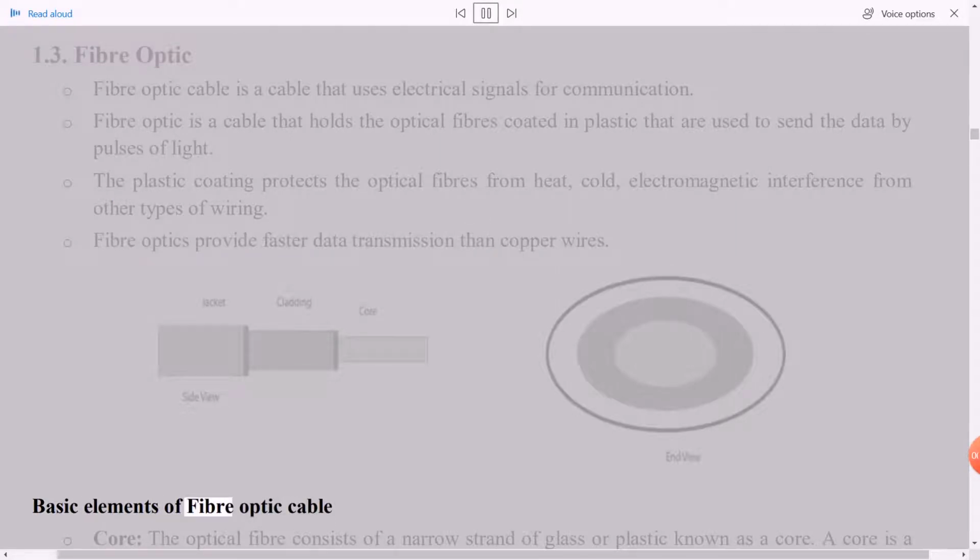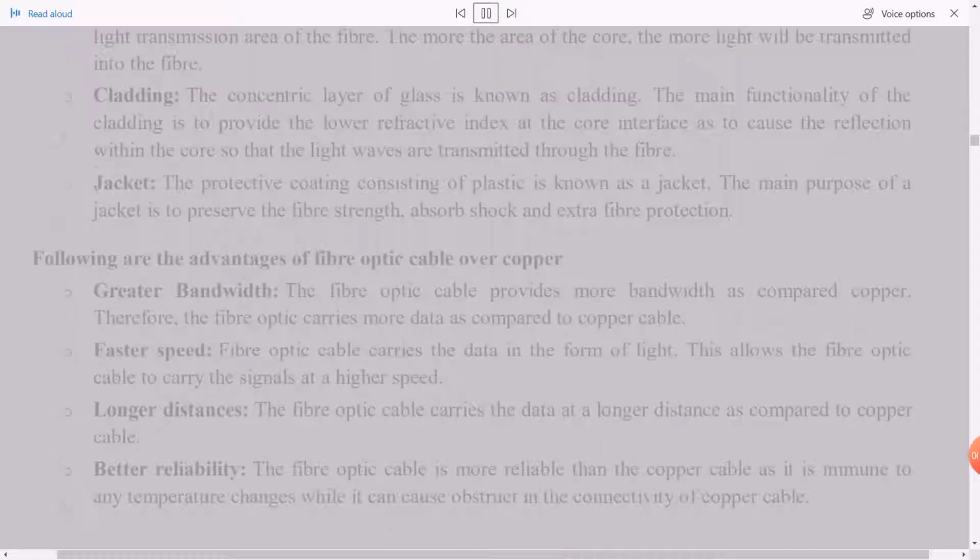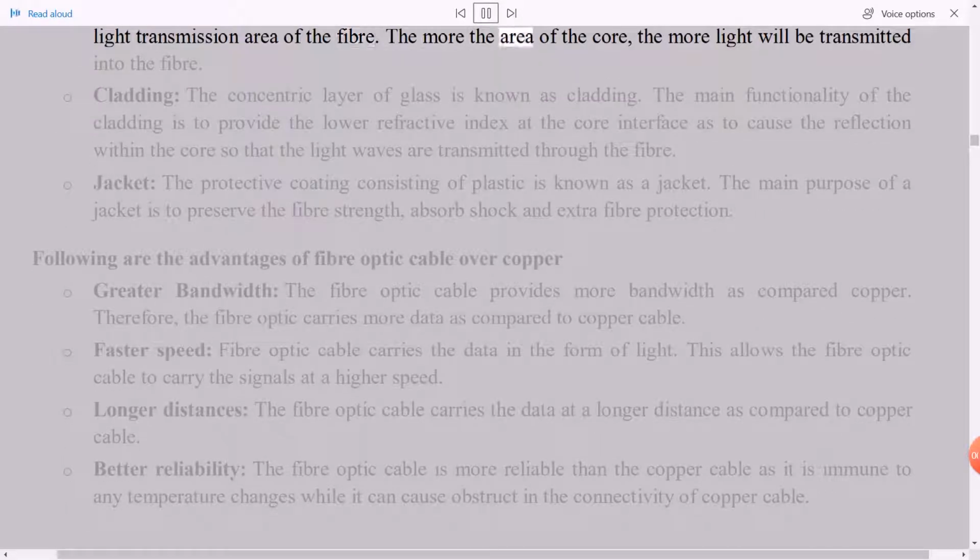Basic elements of fiber optic cable. Core. The optical fiber consists of a narrow strand of glass or plastic known as a core. A core is a light transmission area of the fiber. The more the area of the core, the more light will be transmitted into the fiber.